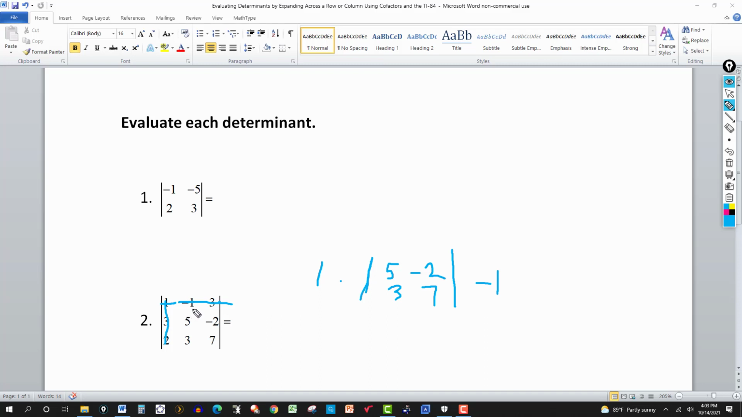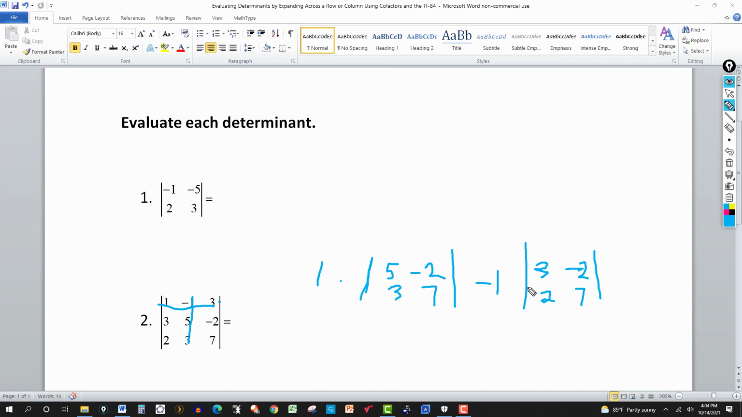So go to the next entry, and you take the row away and the column away. So let me erase this here. This one's a negative 1. We're going along the first row. Take away the row that number's in and the column, and whatever's left is going to give you what is called the minor. So let's just put a 3 here, a negative 2 here, a 2, and a 7.